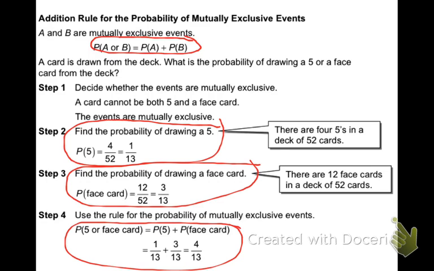Somebody earlier asked a great question. It's like, well, that's the difference between ands and ors. Correct. The ors are where you add them. The ands, like we did yesterday, we're going to multiply them. The probability of getting this and this.